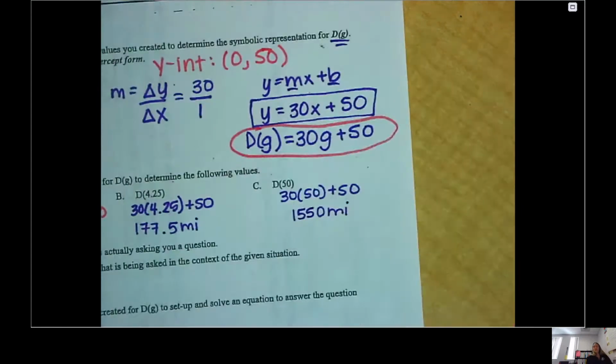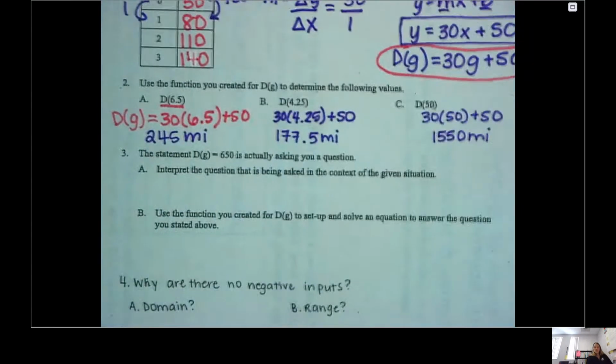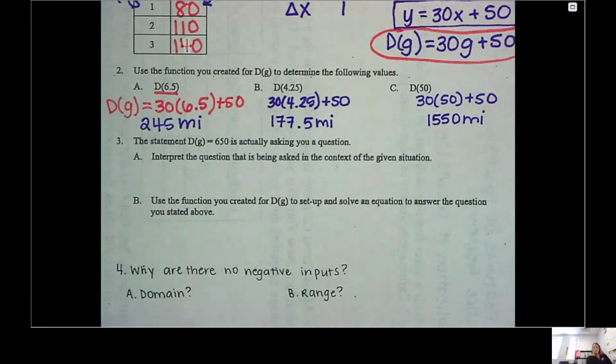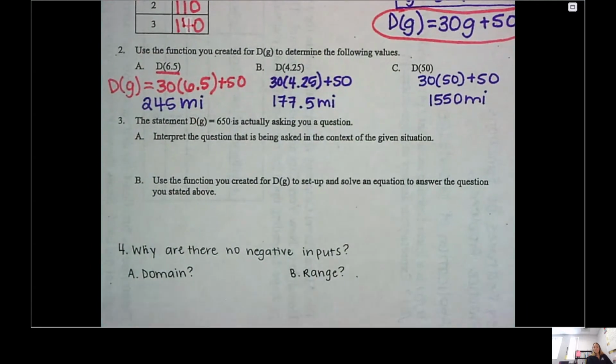Make sure you label your answers too as miles. Okay, what did you get for B? 177.5. Nope, keep it exactly how you see it. Oh, yeah, because it's miles. So you can go half a mile. Good. And what'd you get for C? 1550. Good. Miles again. Make sure you label it as miles.